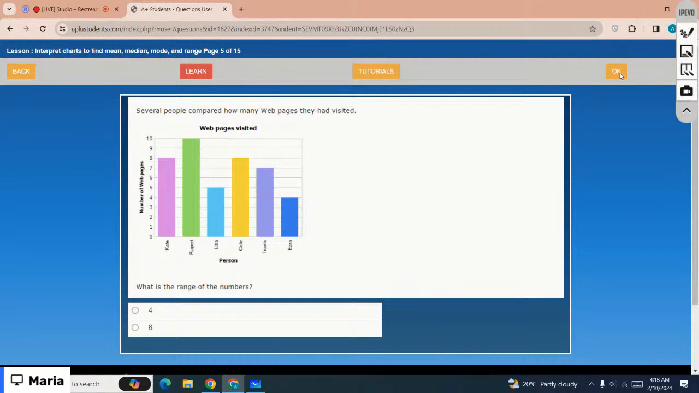Several people compared how many web pages they had visited. What is the range of the data? Which is the correct option?